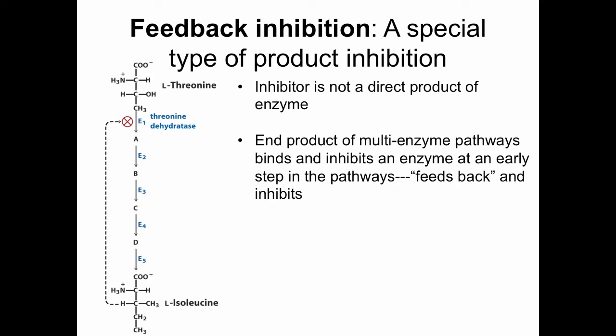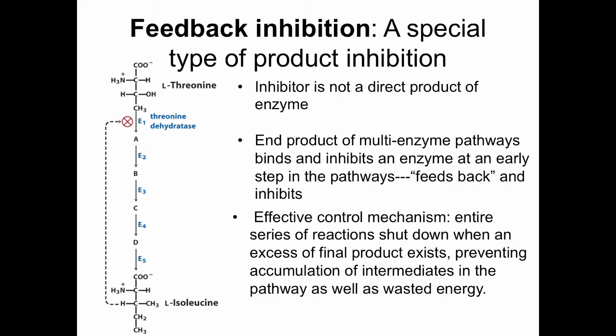If there's too much isoleucine around, it's going to actually come back and inhibit that first enzyme, threonine dehydratase, in this multi-enzyme pathway. So this is a very effective control mechanism. The entire series of reactions shuts down when an excess of final product exists, preventing accumulation of intermediates in the pathway as well as wasted energy. This is a common type of regulation that's seen in metabolic pathways.